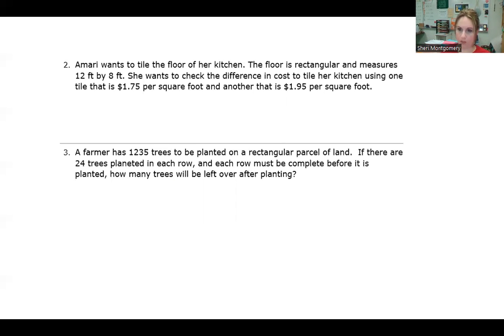We want to tile. So if we're tiling something, are we gonna be doing area or perimeter? If we're gonna tile a floor, is that using area or perimeter? Area. If we wanted to put a fence, then that would be perimeter. So there's a difference in area and perimeter. So if we want to tile the floor, we're gonna have to figure out the area. And then once we know the area, then what could we do with the cost of these tiles?